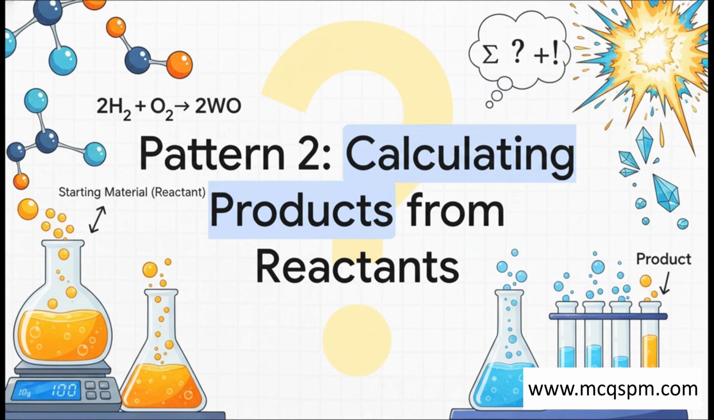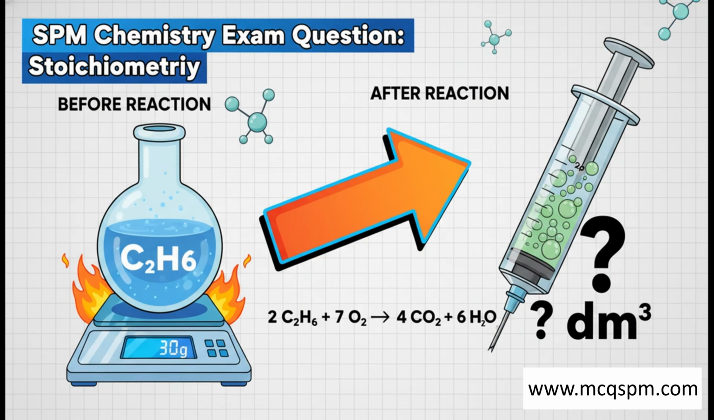And let me tell you, this one is probably the most common calculation you're ever going to see in chemistry. Basically, you're given a balanced equation and an amount of one of your ingredients, and you have to figure out how much stuff you can make. Let's look at this question right here.